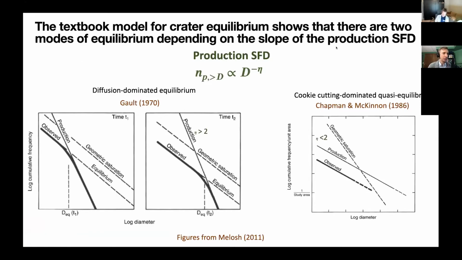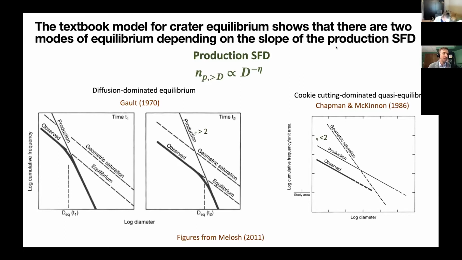Really what we are trying to do is understand crater equilibrium and what are the processes involved in setting the observed equilibrium. So right here I showed the textbook model for crater equilibrium that comes from Jay Melosh's textbook. The idea behind what kind of equilibrium you get fundamentally comes down to what the production function looks like. And there's two ideas about what equilibrium looks like depending on whether you've got a steep or a shallow production function.